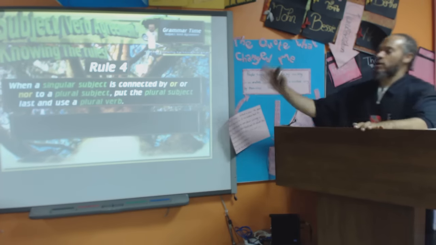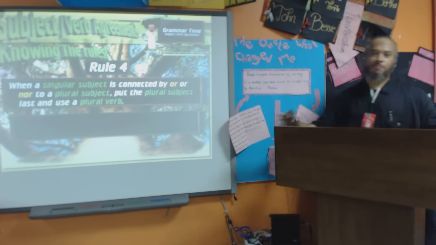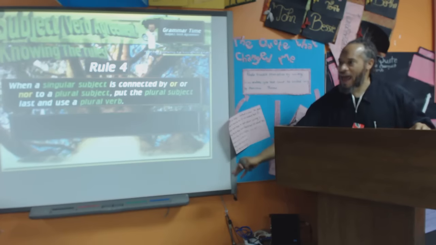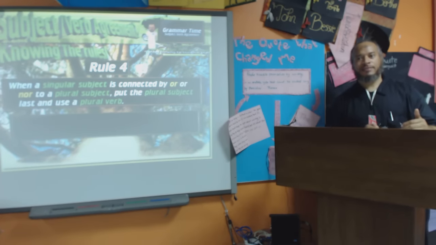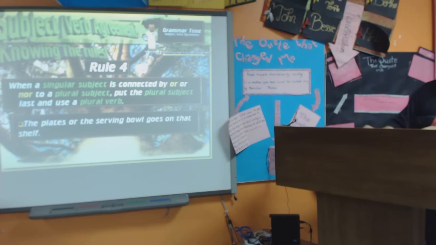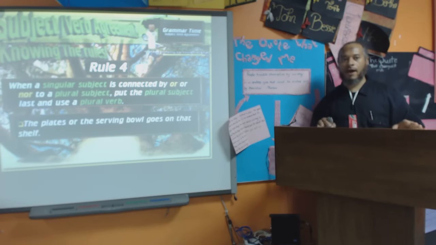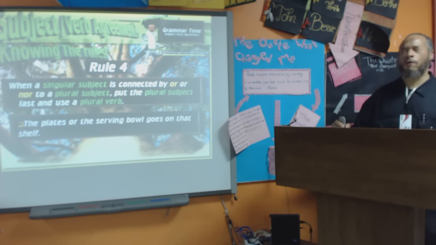Rule number four is: when a singular subject is connected by or or nor to a plural subject, put the plural subject last and use a plural verb. The plural subject comes last, and that's how you can determine the plurality of the verb. You've got two subjects, one singular and one plural, connected by or. You have to put that plural subject last, and that's what's going to control the plurality of the verb. In that case, you have to use a plural verb.